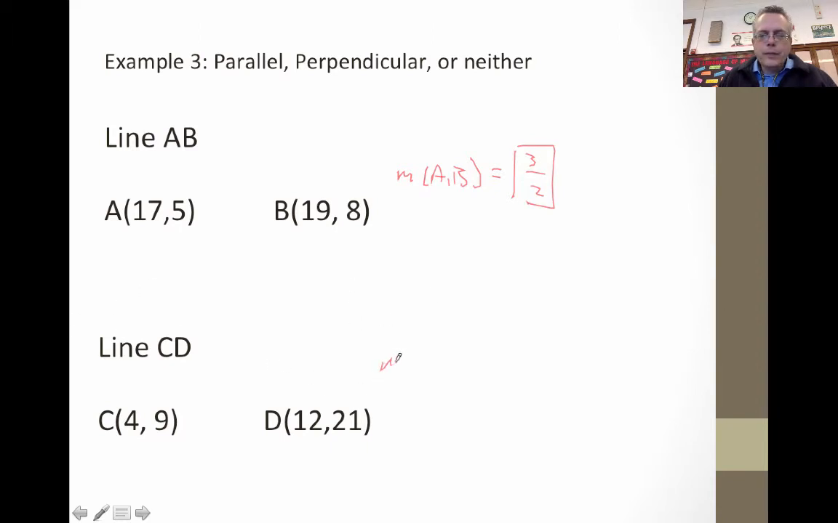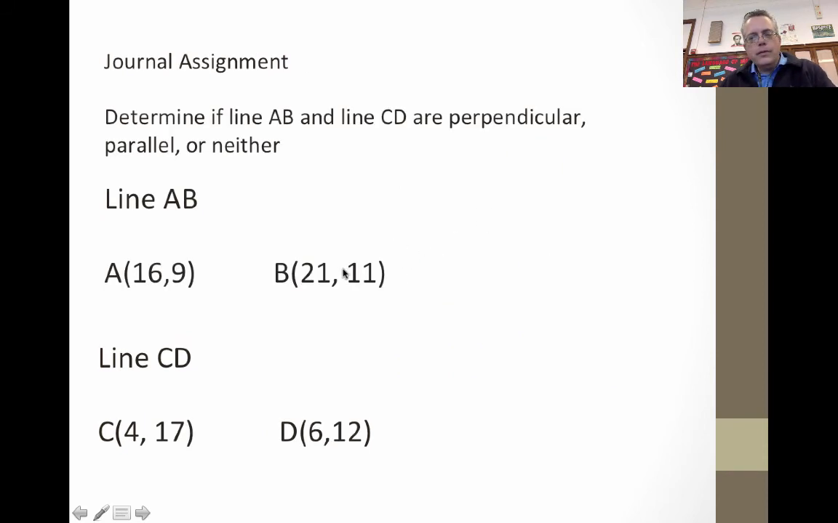Line CD. Okay, 21 minus 9 is 12, and 12 minus 4 is 8. And 12/8 reduces to 3/2, which is what we had before. This is why it's important to reduce. We may not recognize 12/8 and 3/2 as being the same, but they are equivalent. So these 2 lines have the same slope, so they must be parallel, unless they're the same line. But I don't think that's true, so they're parallel. So remember, if they're opposite reciprocals, perpendicular. If they're equal, parallel. And if they're neither, then they're neither.